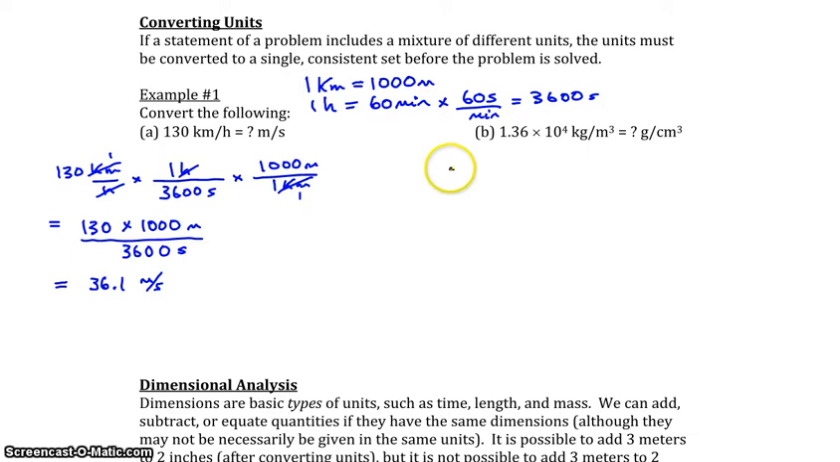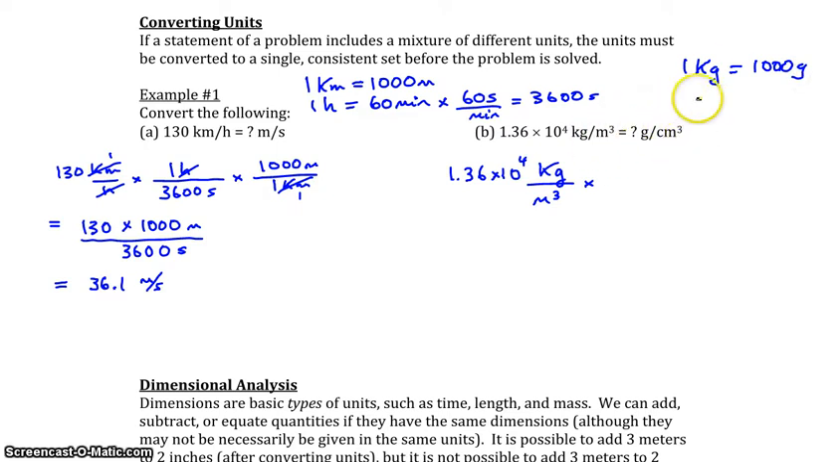We're converting 1.36 times 10 to the power 4 kilograms per meter cubed, and we're going to convert that into grams per centimeter cubed. So once again, we need to know what the relationship is between a kilogram and a gram. If you recall, in 1 kilogram there are 1,000 grams. And we also need to know what 1 meter cubed is in centimeters cubed.